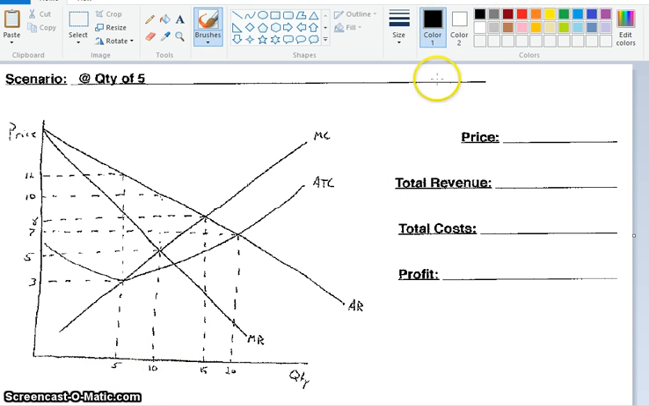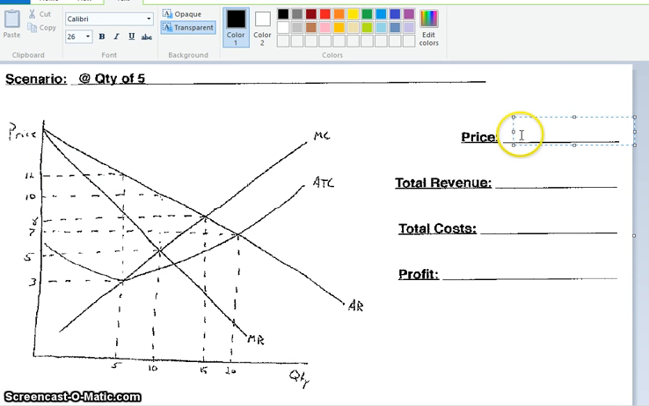So to go a little faster here, now we're going to do a quantity of 5. That's where we're at, so we've got to find the price again. If you're finding the price, you go up to your AR curve. Boom, that's your price curve. The price is 12. I'm actually not going to draw with that thing, it's hideous. So my price is 12. I know my total revenue has got to be 12 times my quantity, which is 5, which gets me 60.